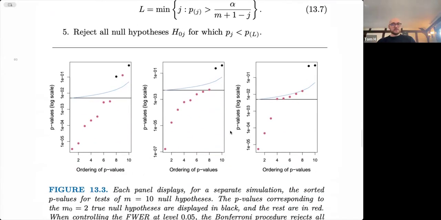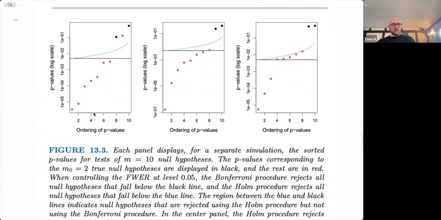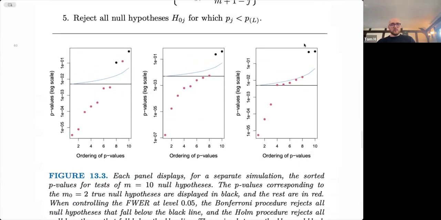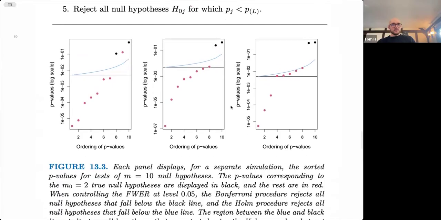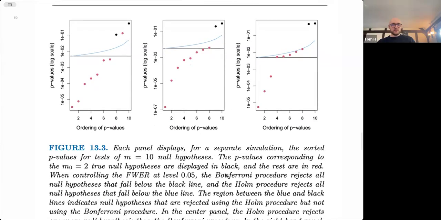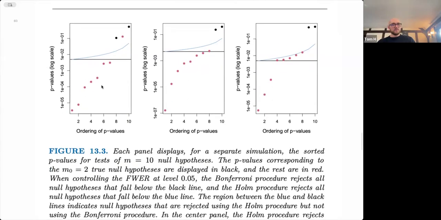And it demonstrates the different methods here in this figure. So these are ordered by size, which is why all of these go bottom left to top right. And we've got two null hypotheses that are true in black, and the false ones are all in red. And you can see, what can we see? Here you go. The Bonferroni procedure rejects all null hypotheses that fall below the black line. So these are three different scenarios, basically, of where these p-values could be.